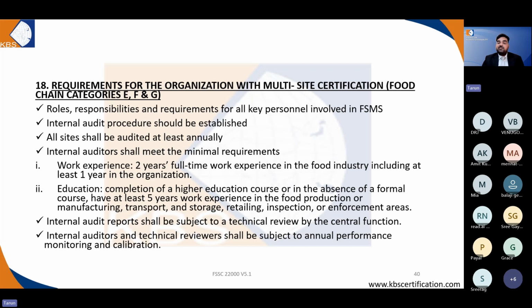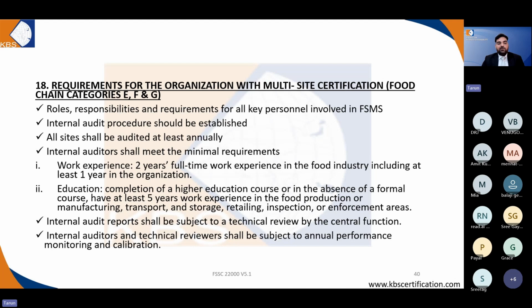Internal audit report. This is the control for FSSC. The internal audit report shall be subject to technical review by a central function. That means if you have an organization which has maybe 20, 30 or 50 different locations, just consider you are part of, maybe, Pizza Hut or Domino's. In that case, you will audit, but there must be a secondary person who is authorized for food safety as per the FSSC guideline, who will cross-verify your auditing.